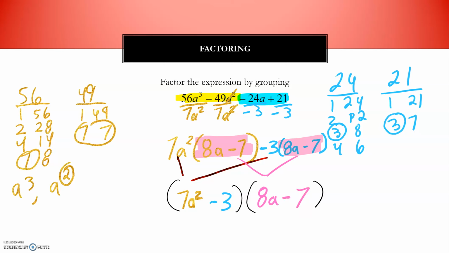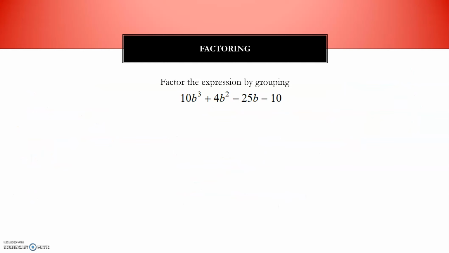So when you're doing this with 4 terms, or later we'll see it with trinomials in the next 2 videos, you should have a FOIL problem when you're done. The first parentheses are your GCFs, and the second one are your remainders, right? That's what 8a minus 7 is. You divided and what was left over. Okay, so that's how you factor by grouping. All right, you go ahead and try this one.